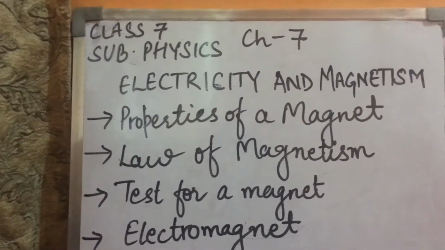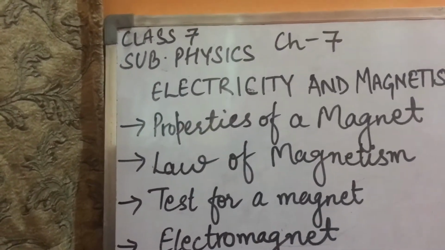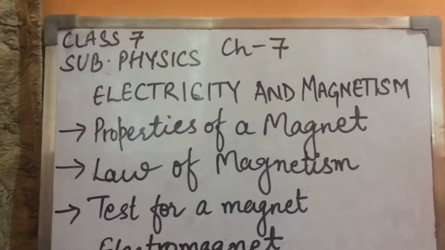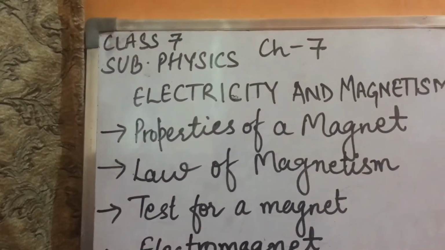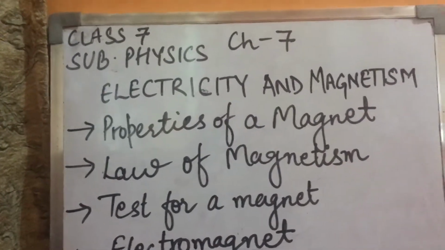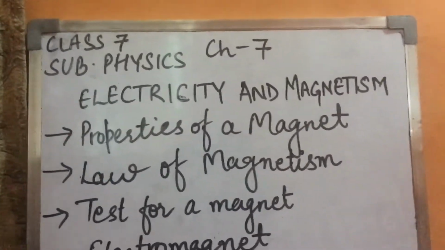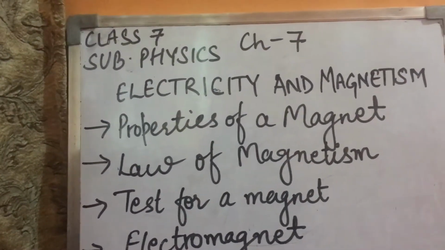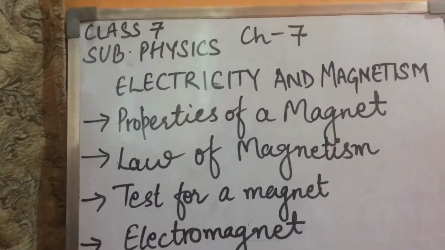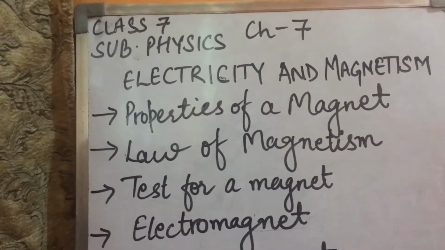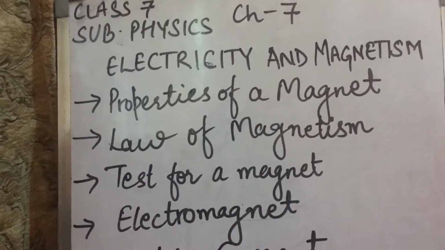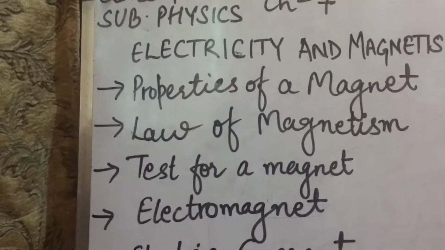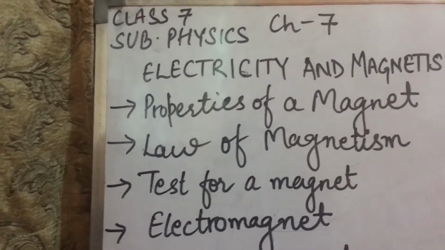Now children, the first topic is to study the important properties of a magnet. What are the important properties of a magnet? The first property is that the magnetic force of a magnet is maximum at its poles. We know that each magnet has two poles, and the magnetic strength or magnetic power of any magnet is maximum at the poles, and at the center it will be minimum. At the ends of a magnet, or at the poles, its magnetic strength is maximum.